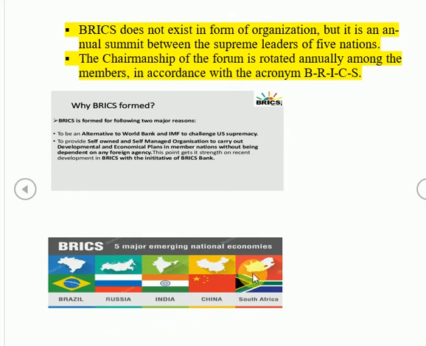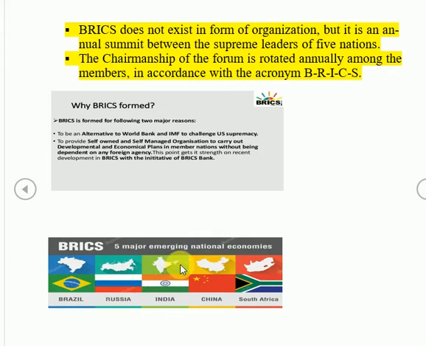BRICS does not exist in the form of an organization, but it is an annual summit between the supreme leaders of five nations. The chairmanship of the forum is rotated annually among the members, in accordance with the acronym BRICS. The first time in Brazil, the second time in Russia, then in India, then in China, then in South Africa. After every 1 year, the next summit will be held in the next country.